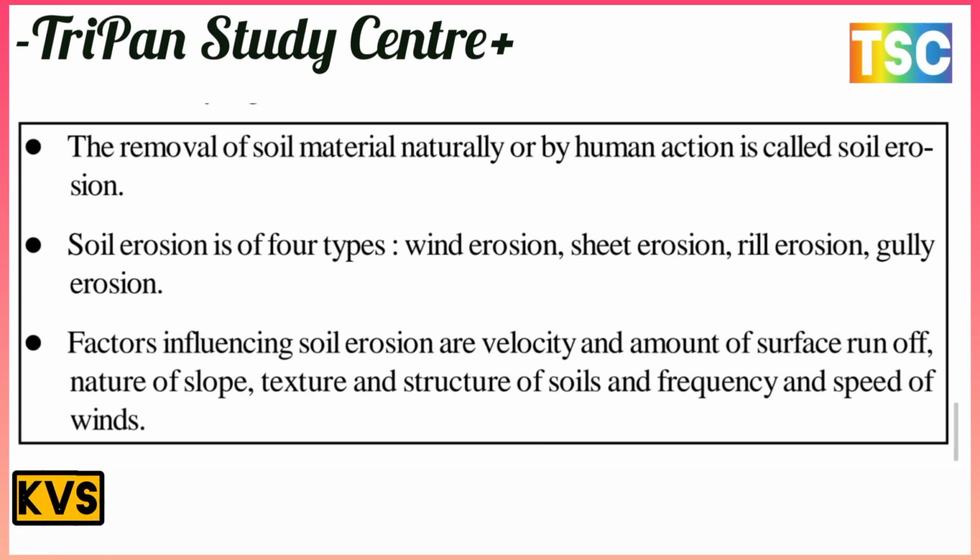This is the most important fact. In conclusion, the most important points: the removal of soil material naturally or by human action is called soil erosion. This definition is most important. Soil erosion is of four types mainly: wind erosion, sheet erosion, rill erosion, and gully erosion. Also, the factors influencing soil erosion are the velocity and amount of surface runoff, nature of slope, texture and structure of soil, and frequency and speed of winds. These are the three most important points as a summary.